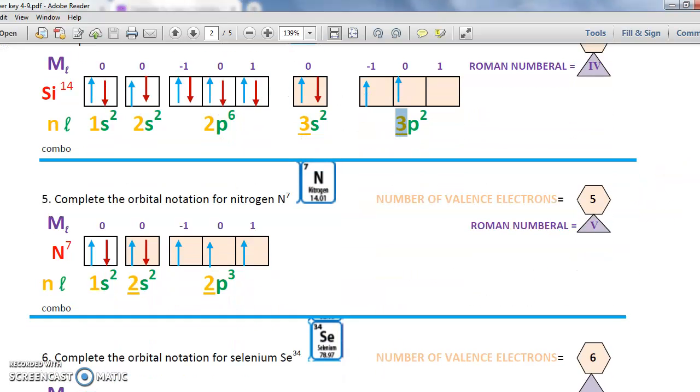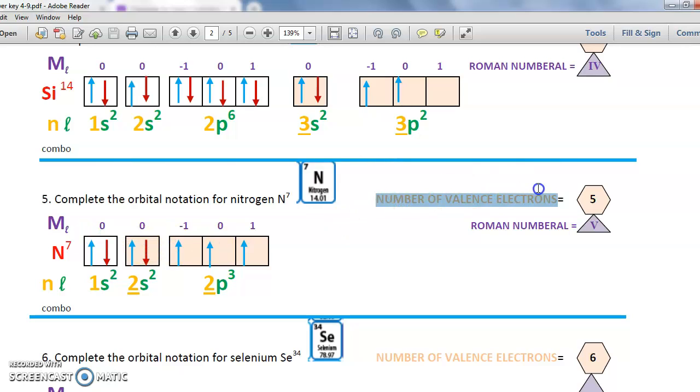We move on to question 5. What is the orbital notation for nitrogen? Nitrogen's number 7. 2 go on the 1s, the first level. First level will have 2. Second level can hold 8. 2 in the 2s. The 2p could hold 6, but we don't need 6. Why? 2 and 2 is 4, 5, 6, 7 electrons. We've completed placing all the electrons.